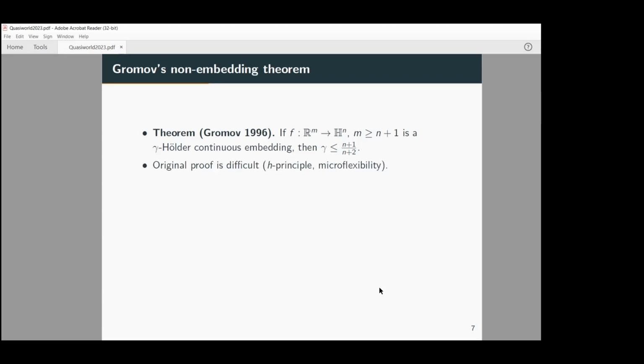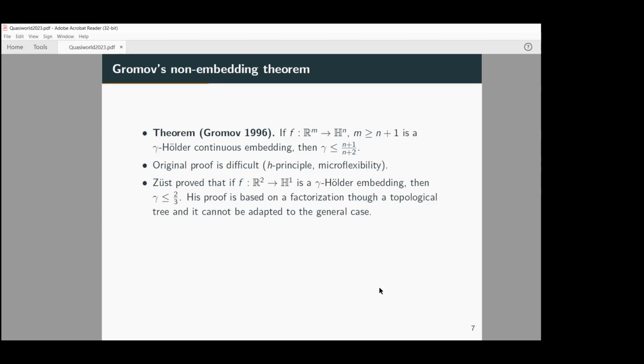So his proof was difficult, and I will show I believe an elementary proof of a slightly more general result. In the case when m equals 2 and n equals 1, so we are looking at mappings from R^2 into H^1, it follows from Gromov's theorem that gamma has to be less than or equal to 2/3. And actually, Roger Züst gave a very different proof that if there's a Hölder continuous embedding of R^2 into H^1, then gamma has to be less than or equal to 2/3. But his proof was based on the factorization through certain topological trees, and this argument cannot be adapted to the general case because this is a purely two-dimensional proof.